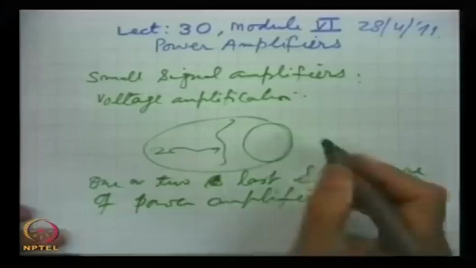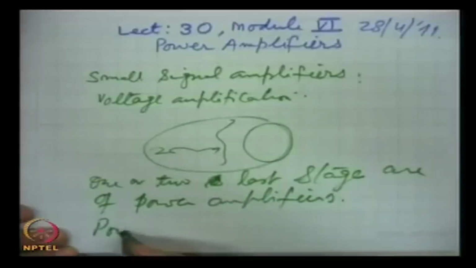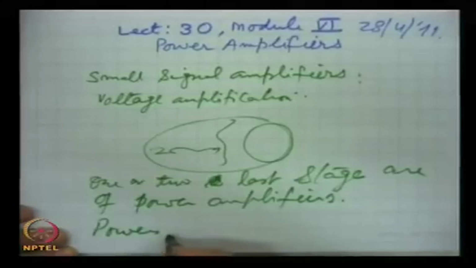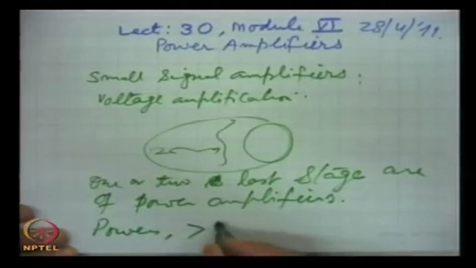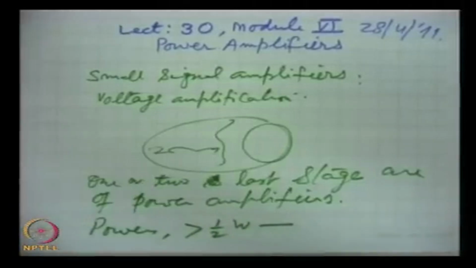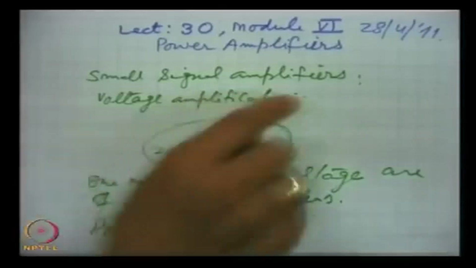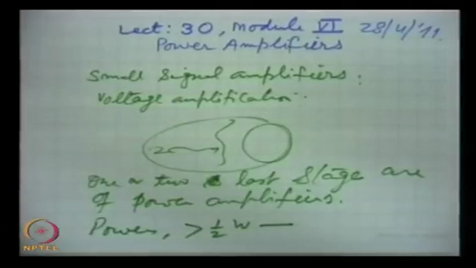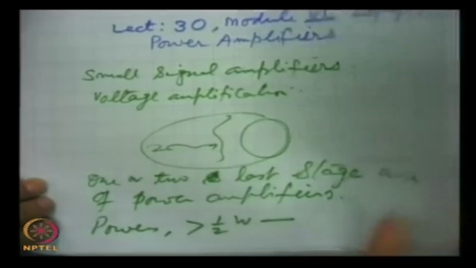in power amplifiers we talk of powers in excess of half watt to several tens or several hundred watts and even more, while in small signal amplifiers these are quite small, less than 500 milliwatts in general. So, we go for power amplifiers.